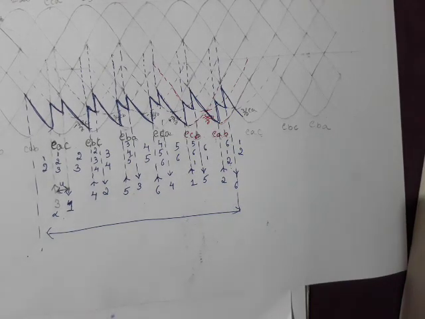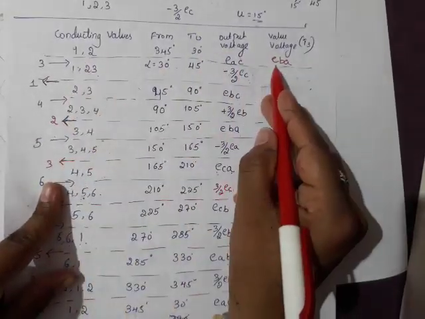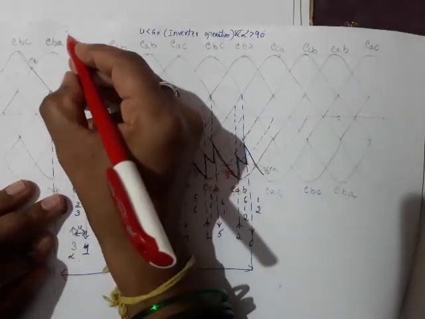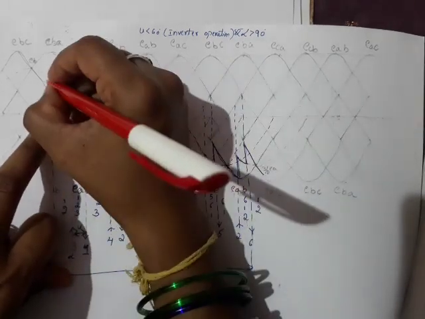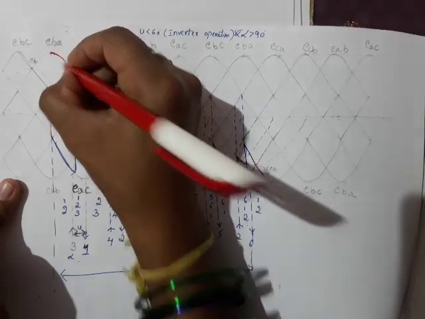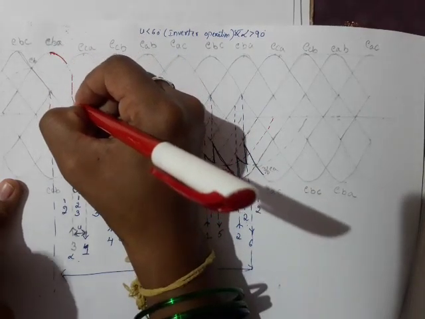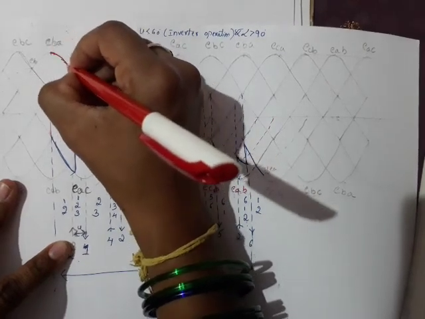Okay. Similarly, we need to write for valve voltage. That also I will write. So I have to start from this point. When 1 and 2 are conducting, the valve voltage is EBA. Means from this point it is EBA. So where is EBA? EBA is here. Okay. I'll start from this point. It will start with EBA till valve number 3 come into conduction. This is the point where valve number 3 come into conduction.